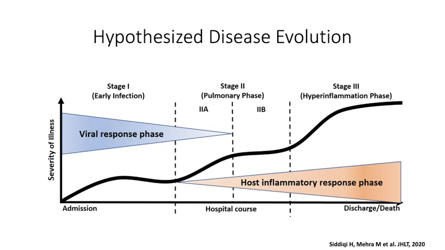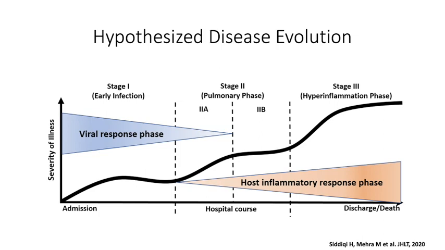So patient factors and comorbidities determine outcomes with COVID-19. But what are the underlying pathophysiologic mechanisms leading to the spectrum of illness? There are many hypotheses out there, but one common hypothesis is an interplay between the viral response phase and the host inflammatory response, such that early on in the disease, there's a predominance of viral replication and cytopathic effects of the virus leading to disease manifestation.